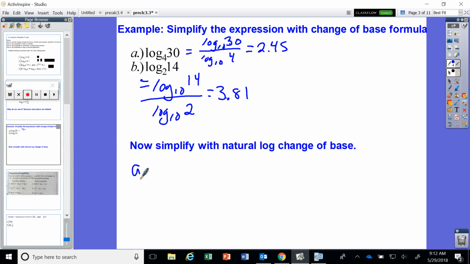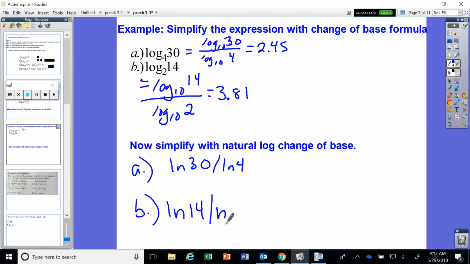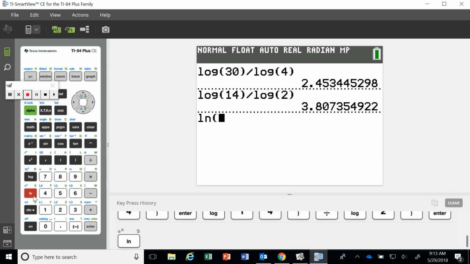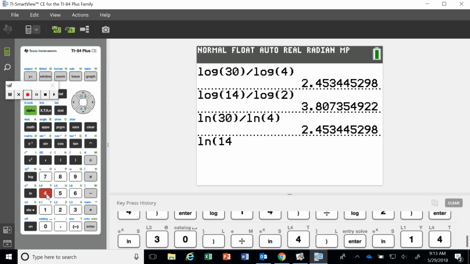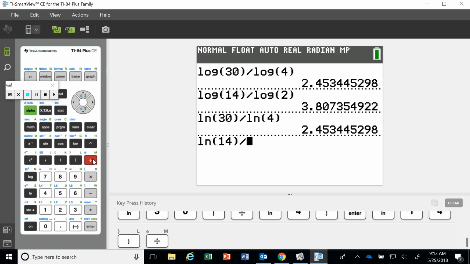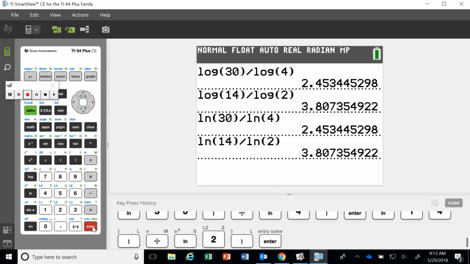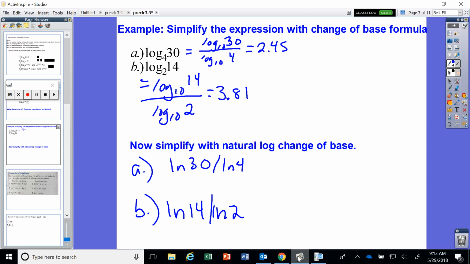For part A, we would simply say it's the natural log of 30 over the natural log of 4. For part B, that's the natural log of 14 over the natural log of 2. Let's take a look here. So the natural log of 30 over the natural log of 4, and same thing, 2.45. And obviously we'll see the same thing for the natural log of 14 over the natural log of 2. Both of them work. Again, for me personally, I always like using the natural log just a little bit more. I can't really tell you why, but it's just one of those things.